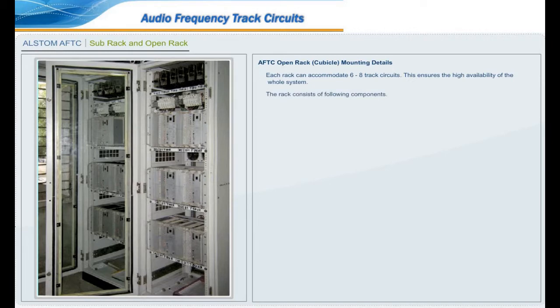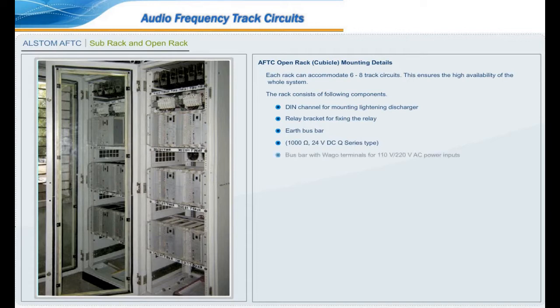The rack consists of the following components: DIN channel for mounting lightning discharger, relay bracket for fixing the relay, earth bus bar, 1000 ohm 24 volt DC Q series type, bus bar with Wago terminals for 110 volt or 220 volt AC power inputs, cable duct for routing cables, set of grounding bolts, pin type 200 mm by 12, 4 numbers, set of cage nut screws for fixing AFTCs, maximum 8 numbers per card frame.